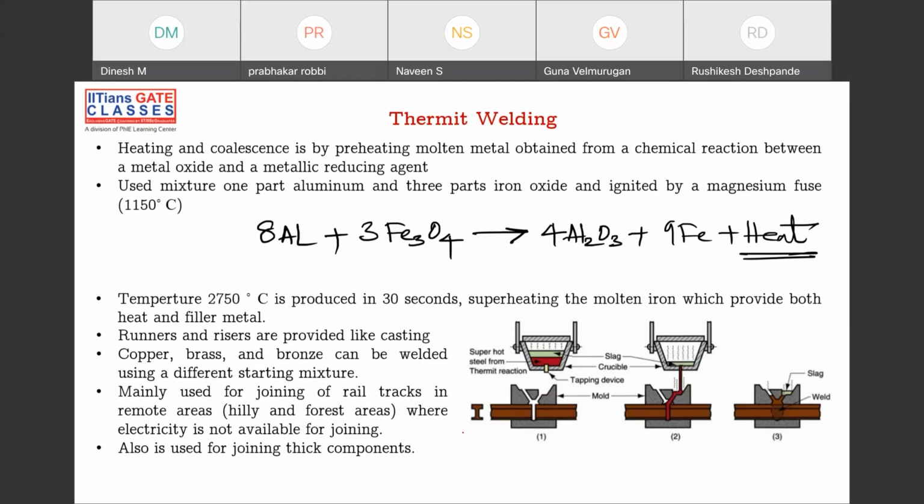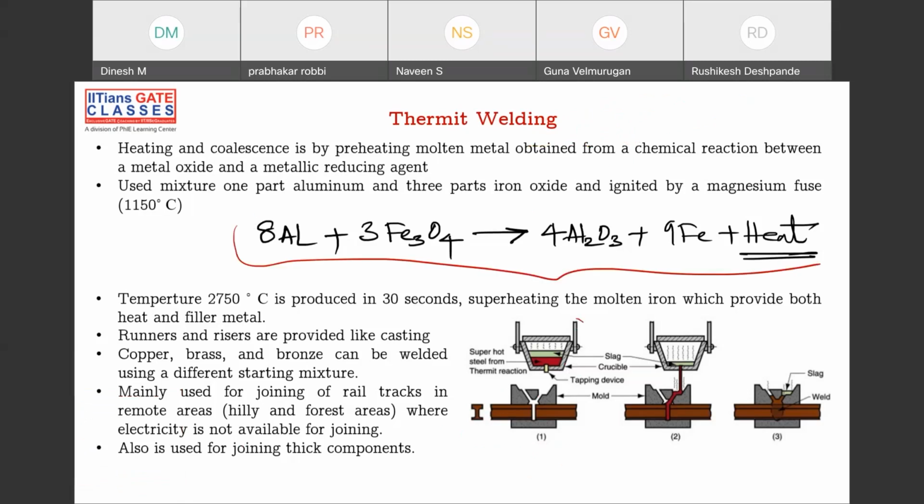Okay. So this is what your railway track is. Railway tracks will be like I section beams. You see the railway tracks are like this. And you want to join some railway tracks. Some gap is there. That gap should be filled with some liquid metal, and that liquid metal is provided by this kind of chemical reaction that is being done.